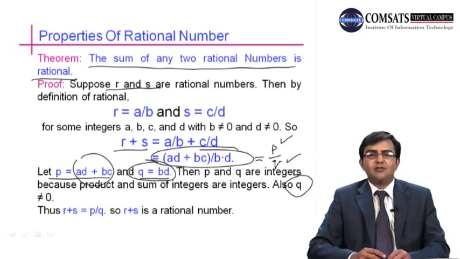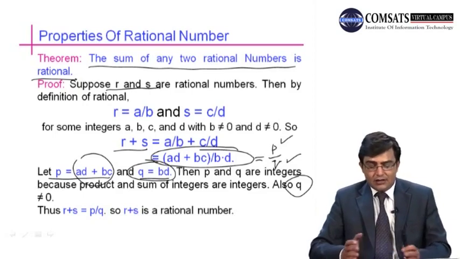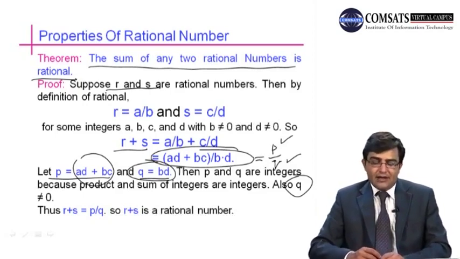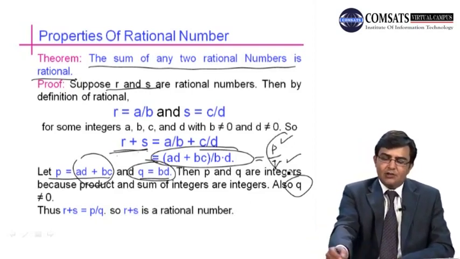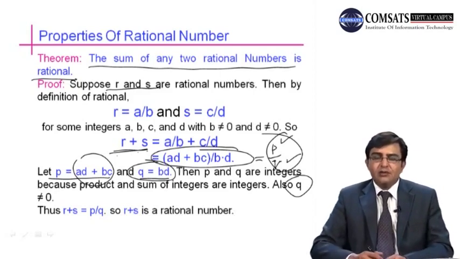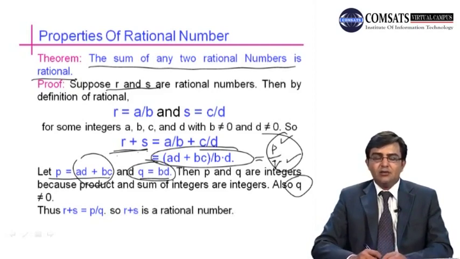So this is what we have to prove for an integer, for a quotient form to be a rational number. So r plus s, which we have written as r plus s, is p over q. So p over q is a rational number. Therefore r plus s is equal to p over q, and therefore r plus s is also a rational number. So this is what we have to prove in this theorem: the sum of any two rational numbers is rational.